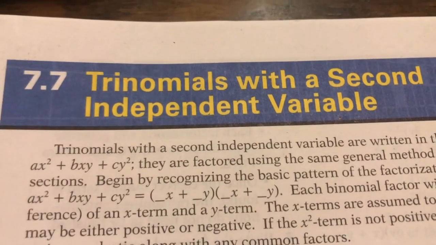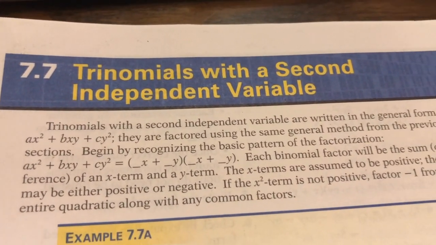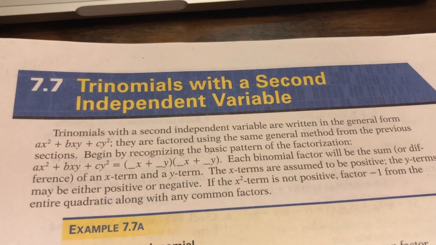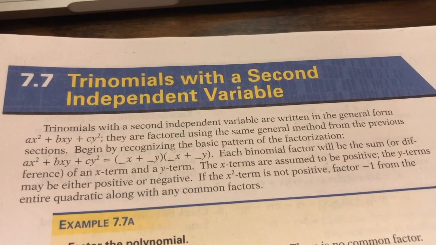Love these fancy words. But basically, a trinomial is going to have 3 terms and a second independent variable, meaning that it's going to have, again, a letter at the end of it. So far, all we've done is things like x squared plus 3x plus 2. Now we're going to have x squared plus 3xy plus 2y squared. So we're going to add a letter at the end, which basically is the same thing we've been doing, but with a letter at the end. So it's going to be okay.